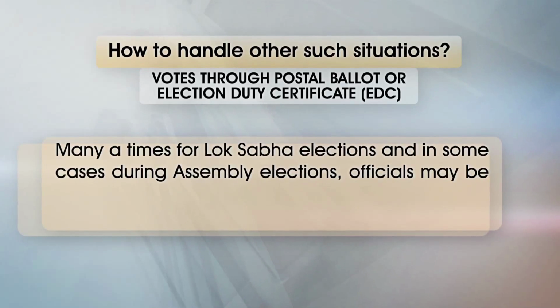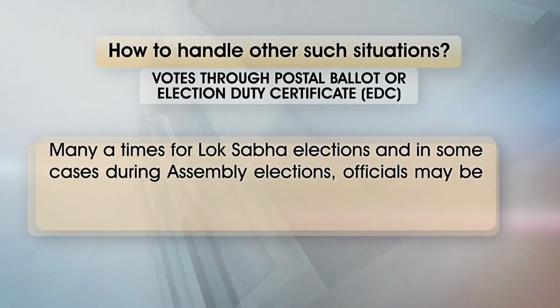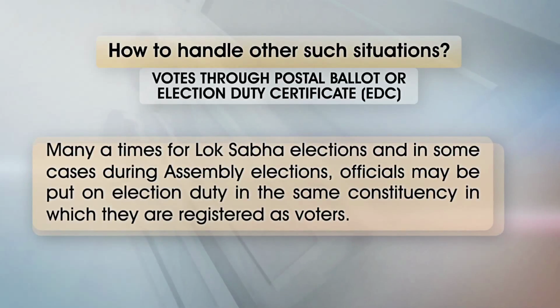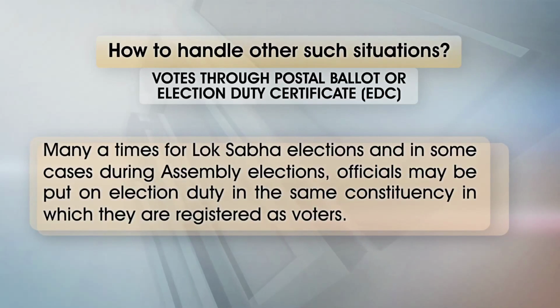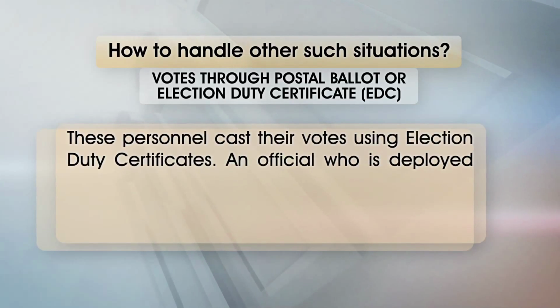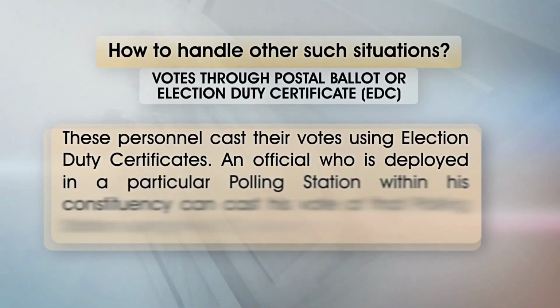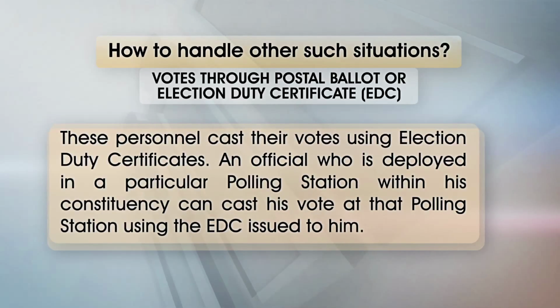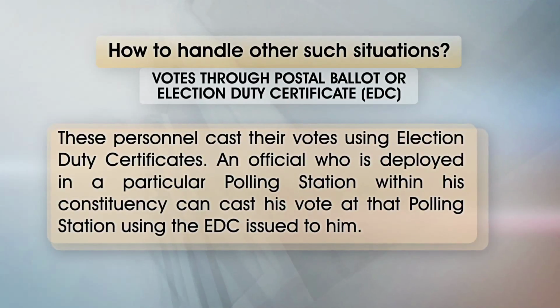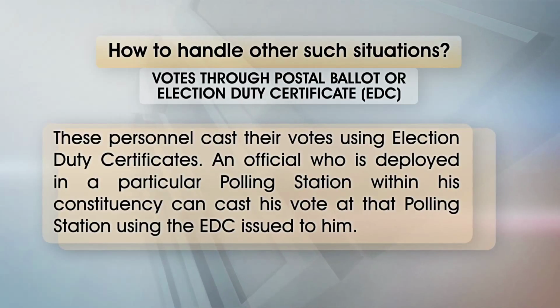Many a time, for Lok Sabha elections and in some cases during assembly elections, officials may be put on election duty in the same constituency in which they are registered as voters. These personnel cast their votes using election duty certificates. An official who is deployed in a particular polling station within his constituency can cast his vote at that polling station using the EDC issued to him.